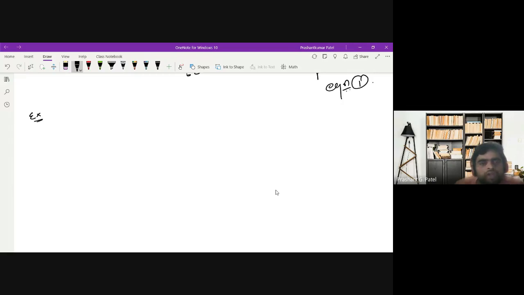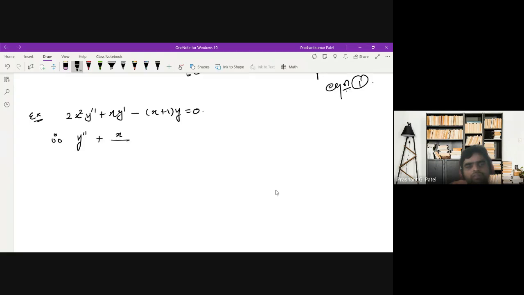So the question is, find the series solution for 2x square y double dash plus x y dash minus (x plus 1) y equal to 0. So the question is to calculate the series solution for this differential equation. Let us write this differential equation in its standard form by dividing both sides by 2x square. So this is y double dash plus x upon 2x square y dash minus (x plus 1) upon 2x square y equal to 0.